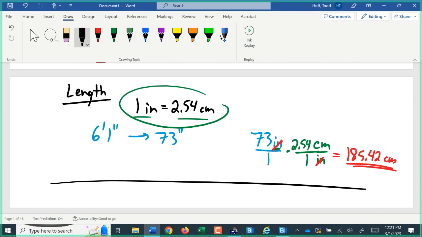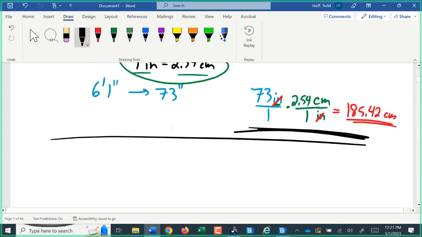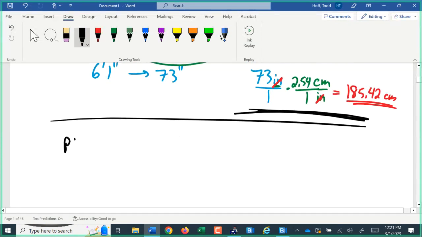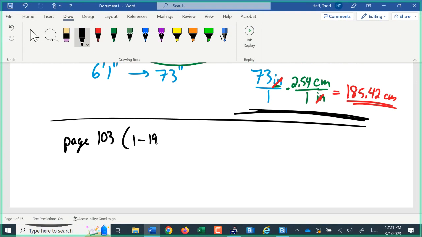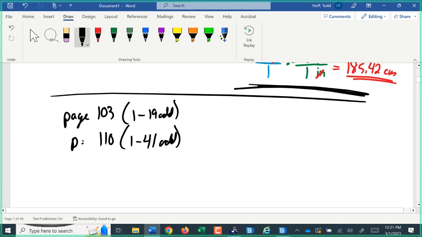Now, the textbook gets a little carried away with this dimensional analysis. This is what it's really used for. We'll look at more of this on Friday. For right now, I'm going to have you in your book do page 103, 1 through 19, the odds. Page 110, 1 through 41, the odds. And page 118, 1 through 19, the odds.